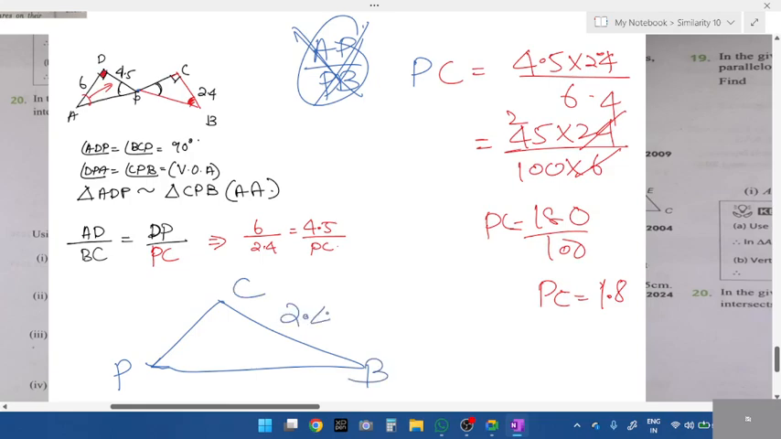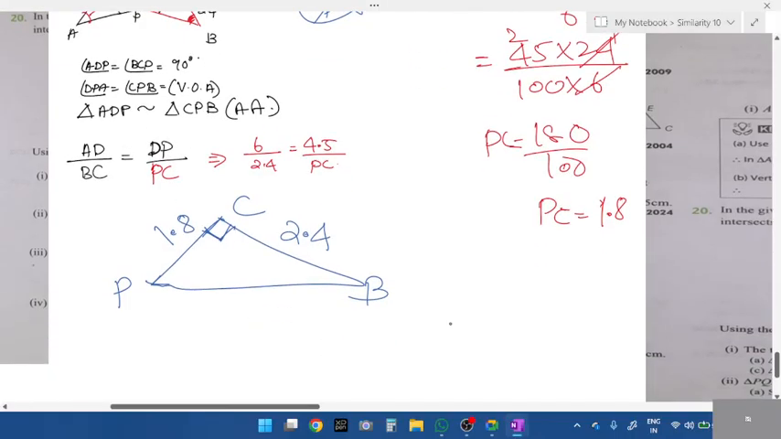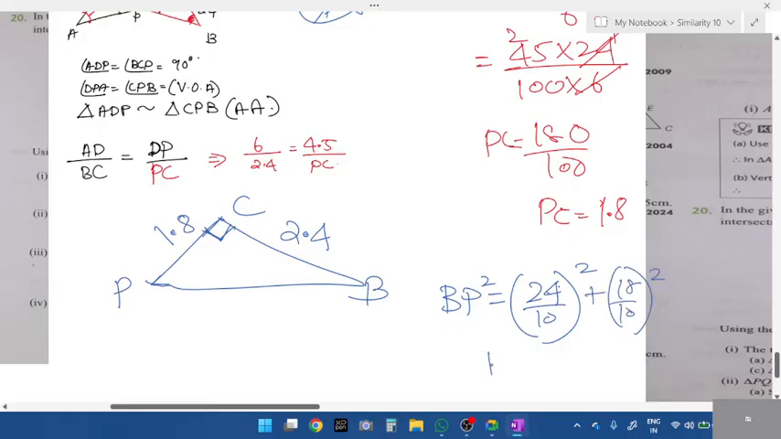CB is 2.4, right angle is given. What is PC we got? What is PC, students? 1.8. How do you find BP? Which concept do you use for right angle? How do you find BP? Pythagoras theorem. If you apply Pythagoras theorem, BP square is equal to what? 2.4 the whole square. Can I write 24 by 10 the whole square? This 18 by 10 whole square. You'll get the value of PB, right?